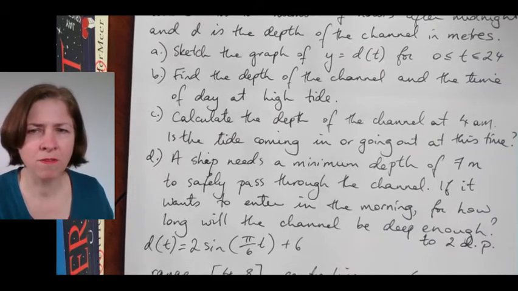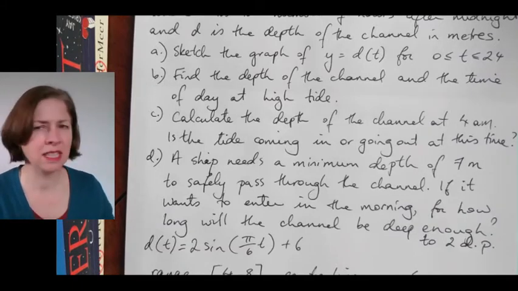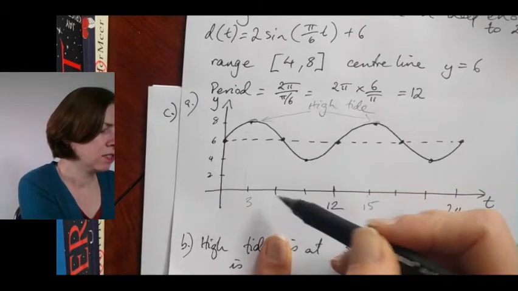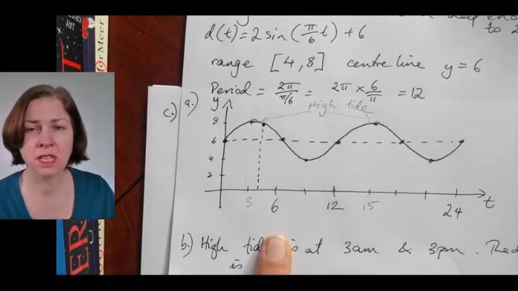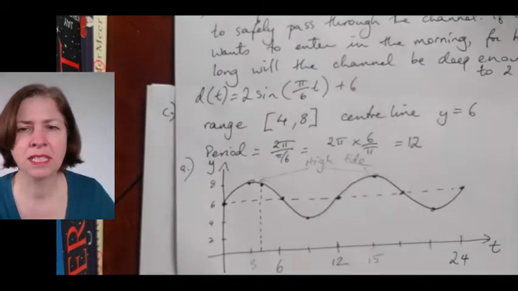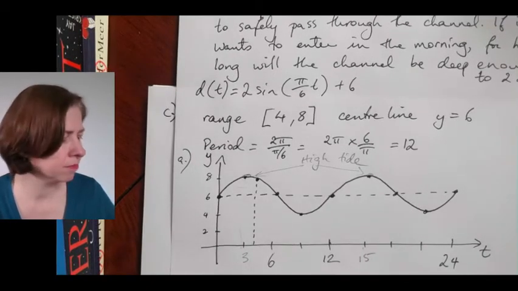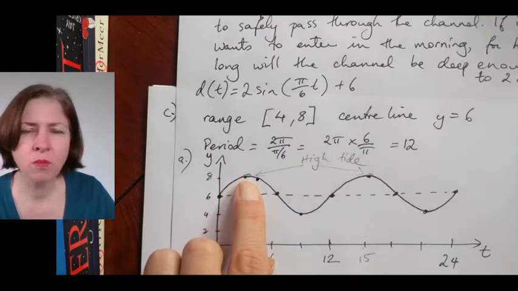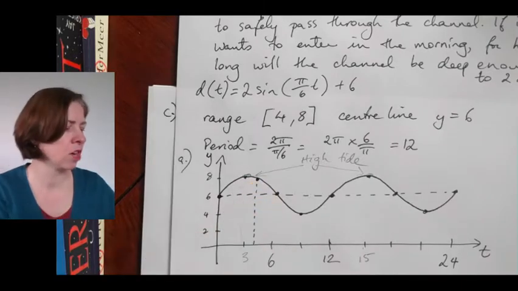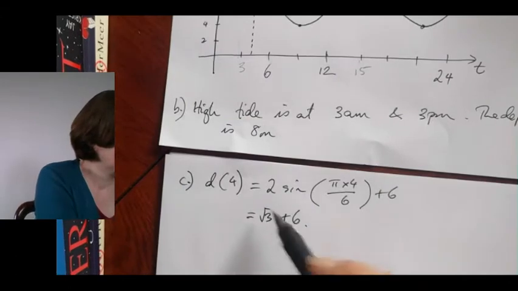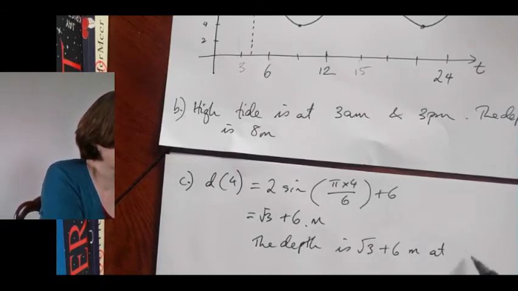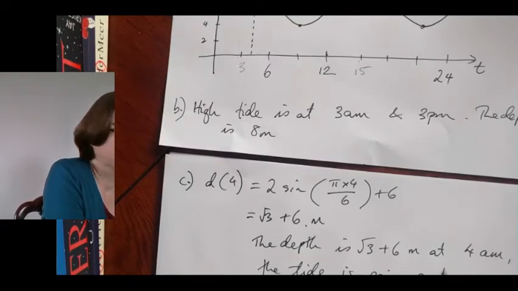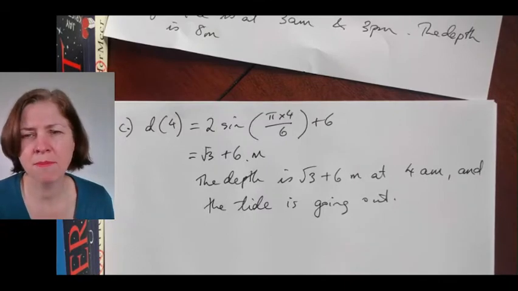It asks me to calculate the depth of the channel at 4 a.m. I've done that. Is the tide coming in or going out at this time? I'm going to refer to the graph to help me with that. Here's 3. This is 6. So 4 a.m. is going to be around about there. All right. So that's good. It looks accurate because the answer that I got, root 3 plus 6, came to a decimal a bit more than 7. So that looks about right. But I can clearly see that the gradient is negative here, which means that the depth is decreasing, which means the tide is going out. So I'll finish answering question C. The depth is root 3 plus 6 meters at 4 a.m. and the tide is going out.